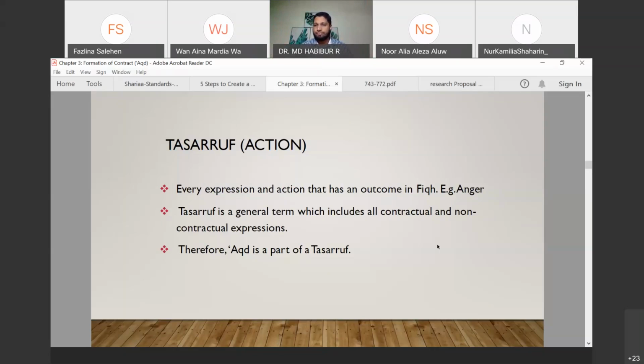For example, anger. If someone is angry, and in that situation he or she sells something, that sale will not be binding. All right. For example, marriage, divorce, or any buying and selling will not have any legal outcome in the case of anger. If somebody is angry, he or she cannot do anything, because he is not in a normal situation.